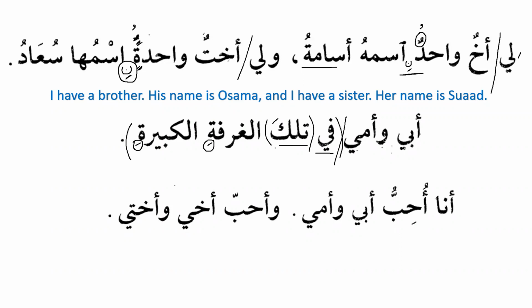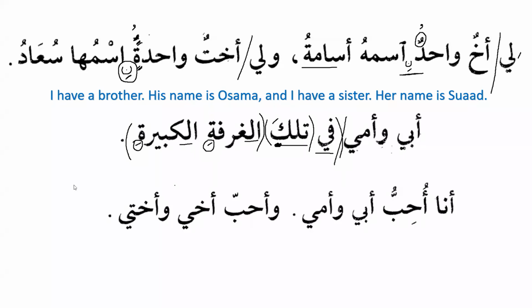So tilka is also majroor, right? But we cannot put kasra over here. Why we cannot put kasra over here? Because it's a fixed noun. So we will say fi tilka al-ghurfati al-kabirati, and we know that al-ghurfati al-kabirati is an adjective phrase. It is mawsuf wa sifa, and they are equal in four properties of the noun.